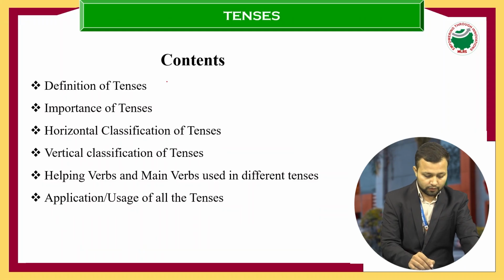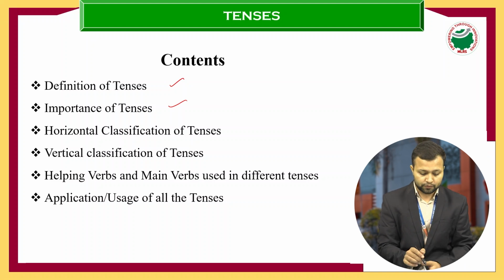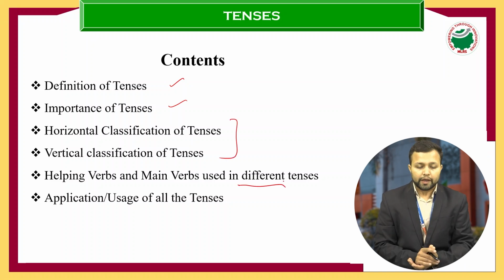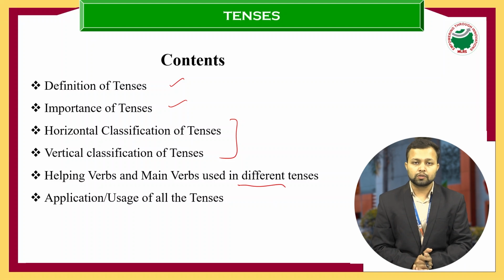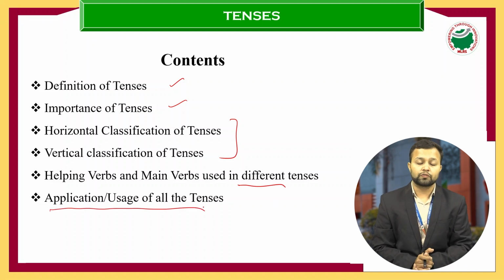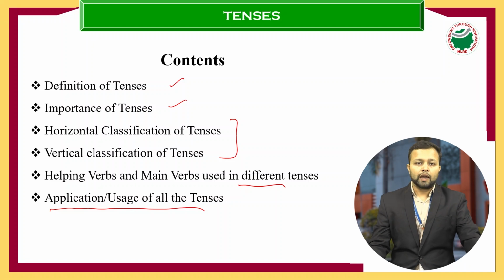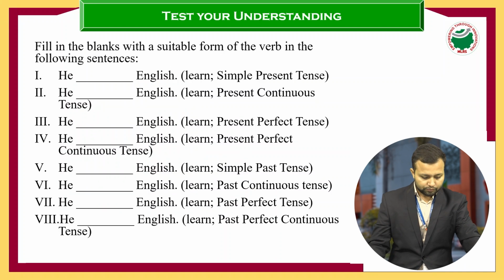In our last class, we have covered the definition and importance of tenses, and the horizontal and vertical classification of tenses. Along with that, we have covered helping verbs and main verbs used in all the tenses. Today in this class, we are going to discuss the application or uses of the tenses. It means in which situation, in which case we are going to use which tense. As you all know, there are a total of 12 tenses: 4 of present tense, 4 of past tense, and 4 of future tense. So which tense will be used in which condition, we are going to discuss today.